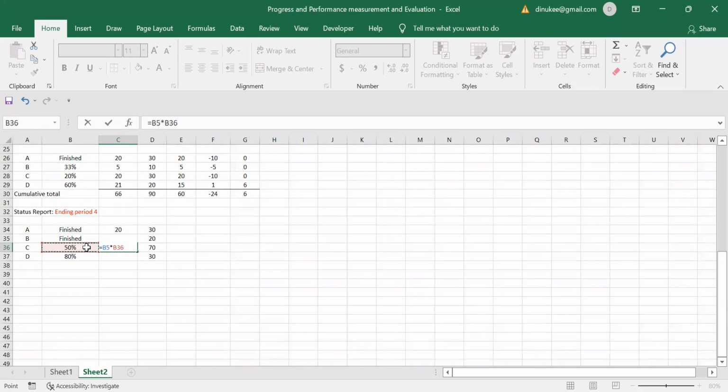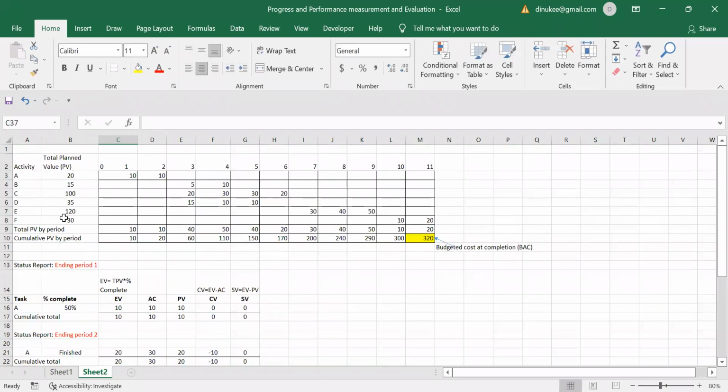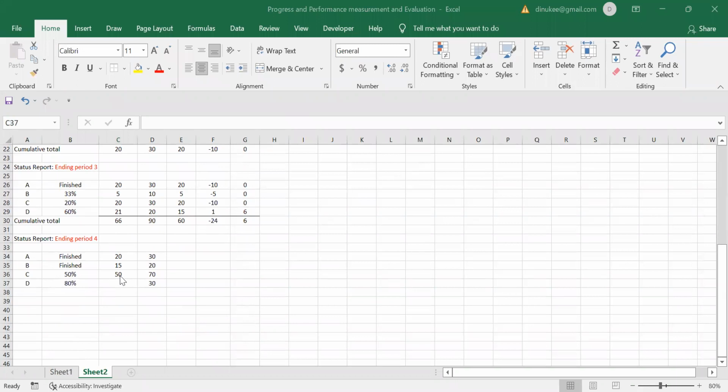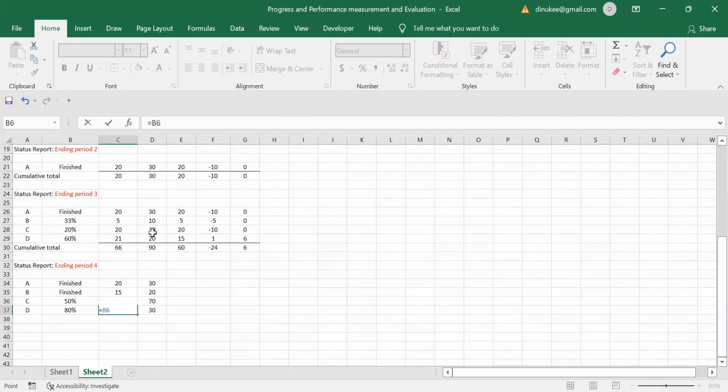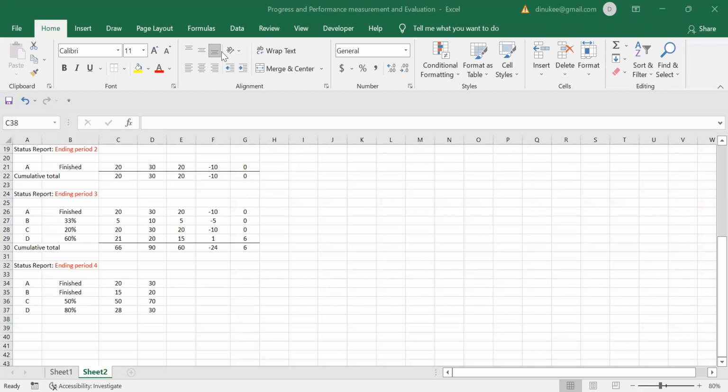50% complete. That means for the activity C, it is 100%. Right, very good. So it should be 50 here, right? For the activity D, it is 80% completed. So I have to take the total plan value. From that total plan value, I have to take the percentage completed. That means it is 28. Right. Thank you very much for sending the answers.